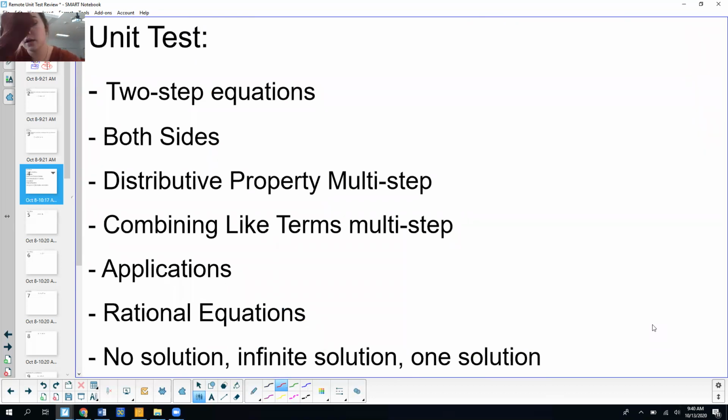So on our unit test, we're going to have 2-step equations. We're going to have variables on both sides. So those are those problems where we've got a variable and a constant on either side of the equal sign. We're going to have distributive property multi-step, combining like terms multi-step equations. So those are what we worked on in week 2, I believe. We're going to work on applications. So those word problem type of things. So writing expressions and equations, rational equations. So with decimals and fractions, and then also finally working on those no solution, infinite solution, and one solution type of problems.